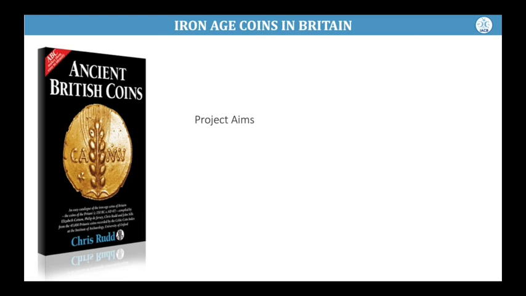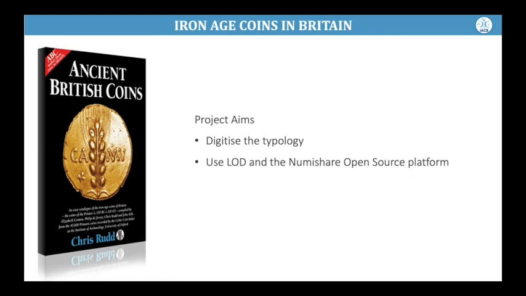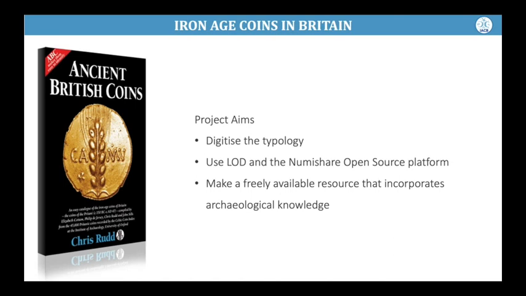The aims of the IACB project were simple. Our goal was to digitize the typology and make it freely available online. The authors of Ancient British Coins were kind enough to provide us with support for this first step and gave us permission to publish what was included in their book. Our plan was then to publish the typology online using linked open data principles and the Numishare open source platform created by Ethan Gruber of the American Numismatic Society. And lastly, we aimed to make this resource more inclusive of archaeological knowledge and new data since 2010.